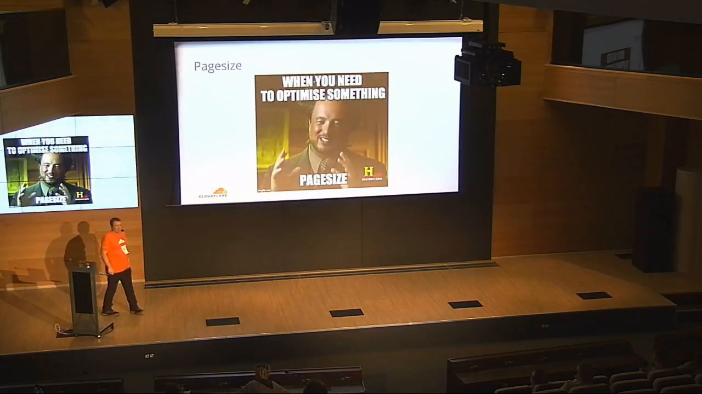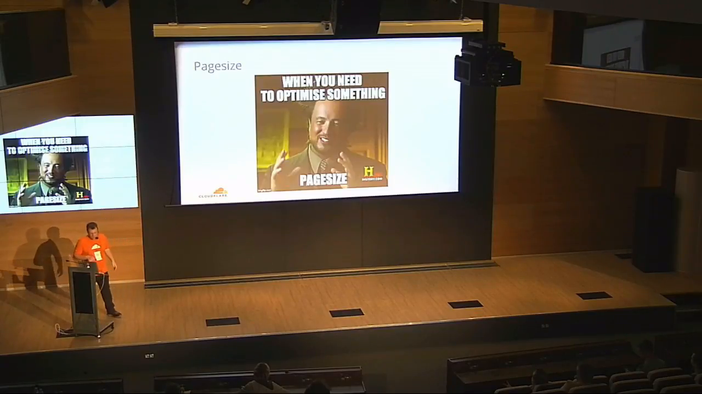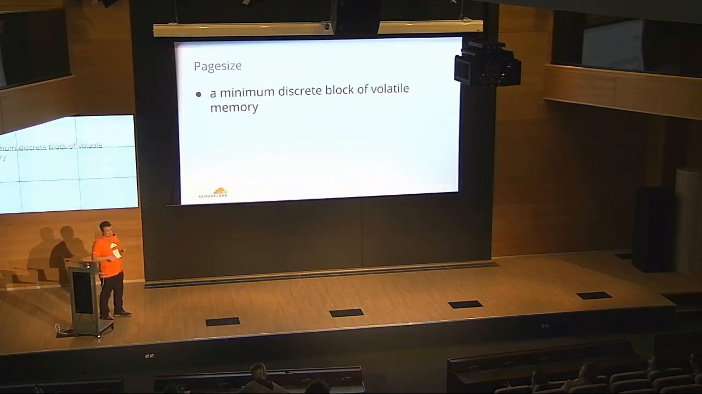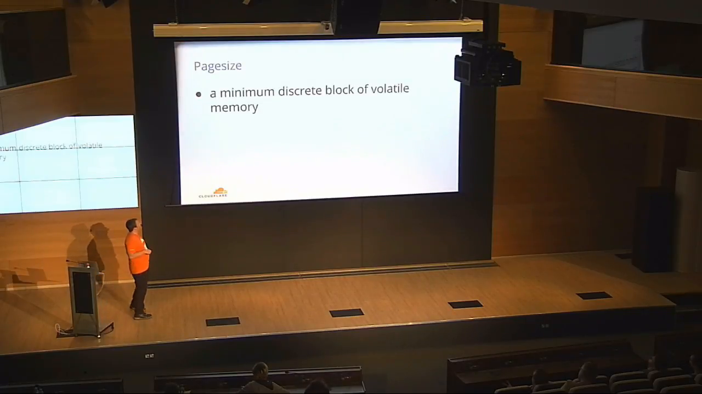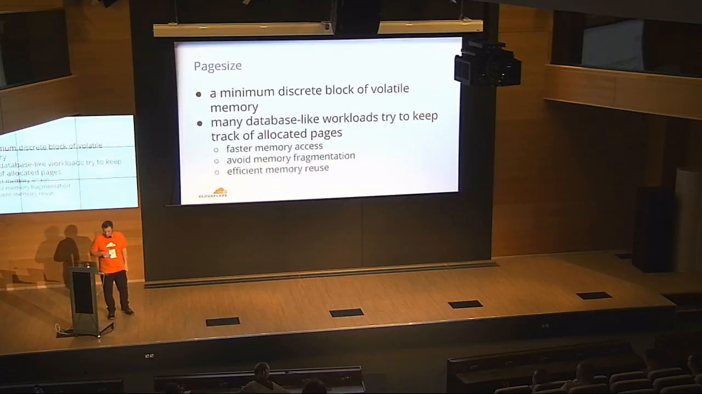The next type of my favorite optimization is page size. If somebody optimizes something, it's somewhere around page size. Who doesn't know what a page size is on a computer? Just in case: page size is the minimum discrete block of volatile memory in your RAM. Your CPU doesn't operate on individual bytes, it operates on memory pages, right?